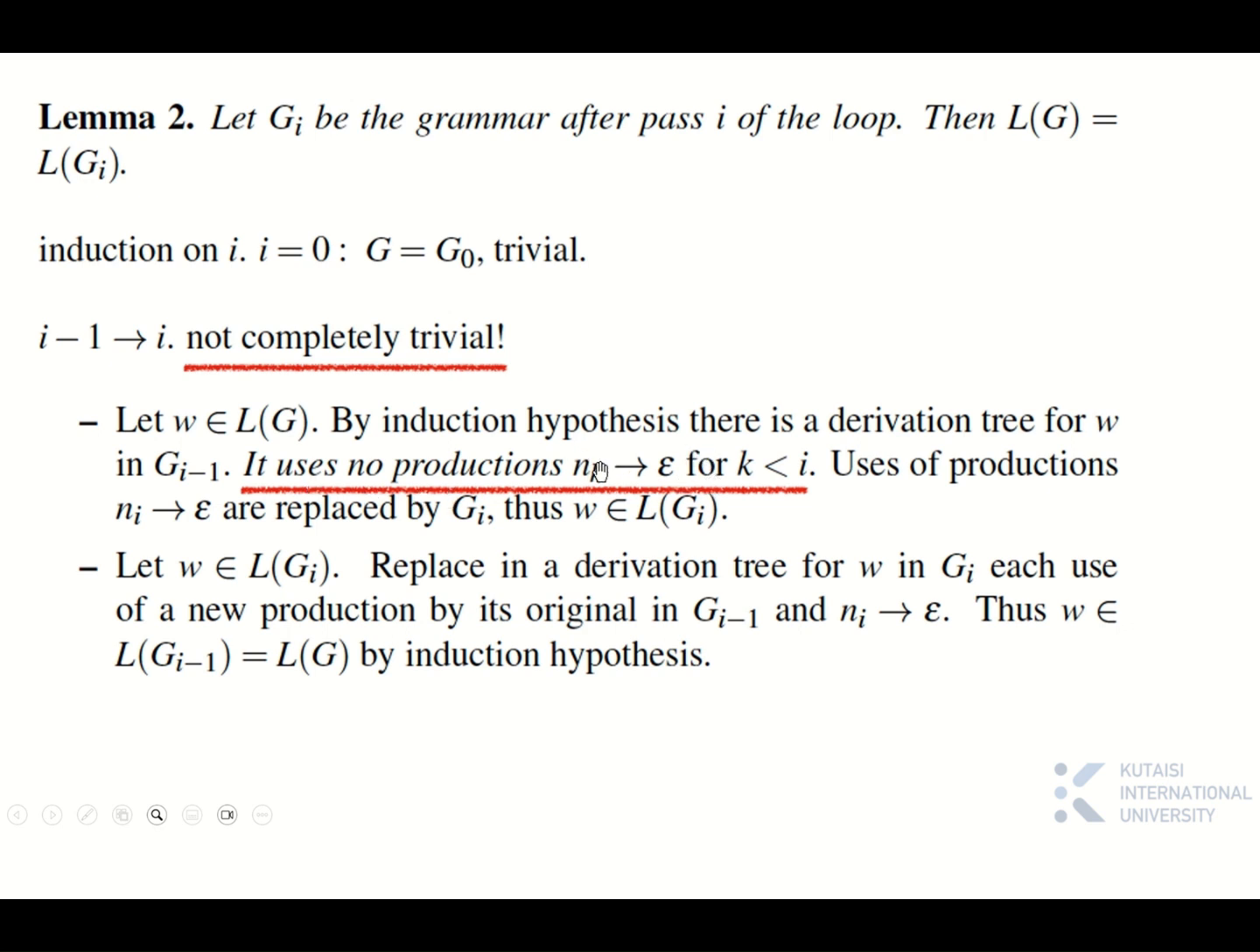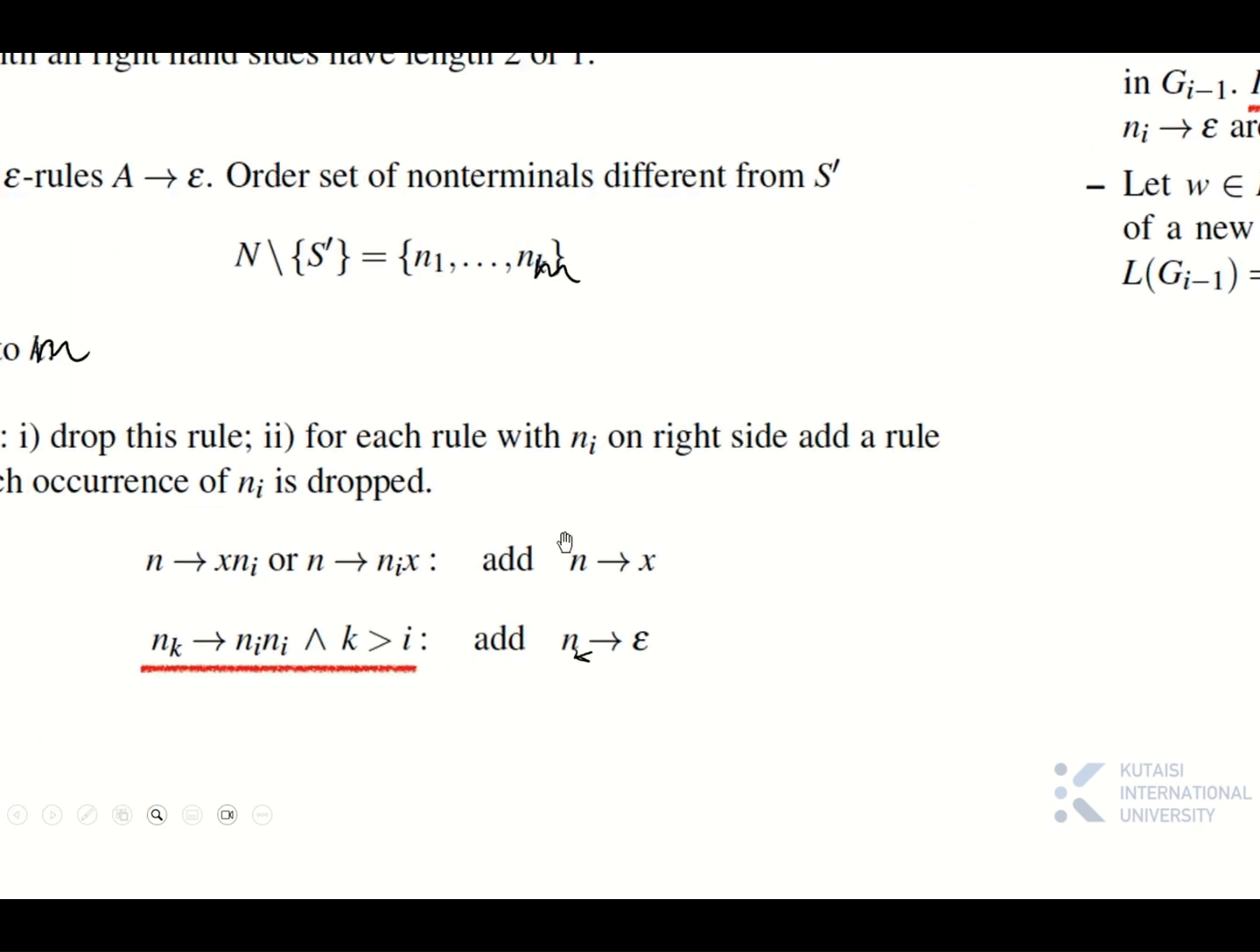So all the rules like Nk implies epsilon are already removed in Gi-1 for k less than i. So it uses no rules like this. And all the productions Ni implies epsilon in Gi are already replaced by these rules here.